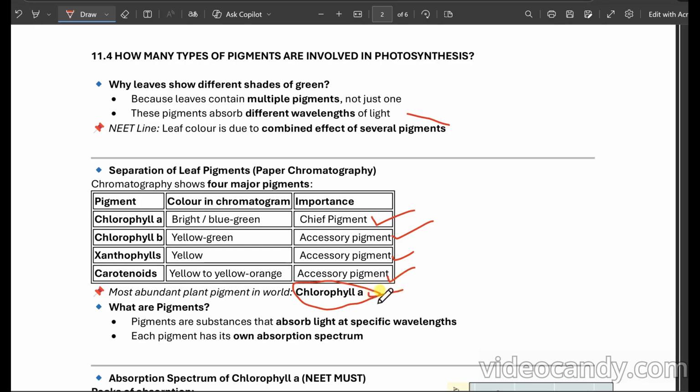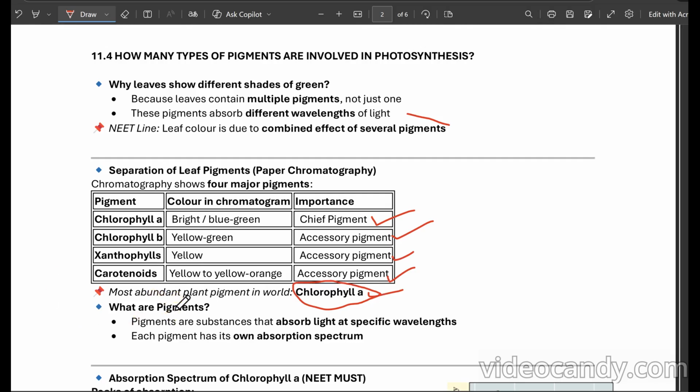So chlorophyll A is the primary pigment, a very important pigment. The remaining three are accessory pigments. They help chlorophyll A. They transfer the light to chlorophyll A. So chlorophyll A is a very important pigment.